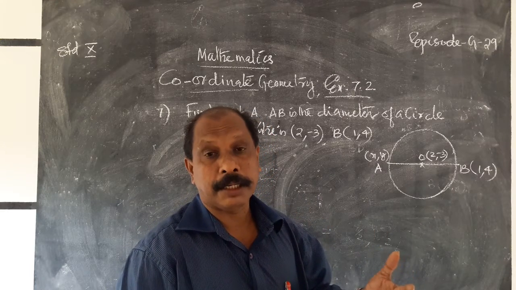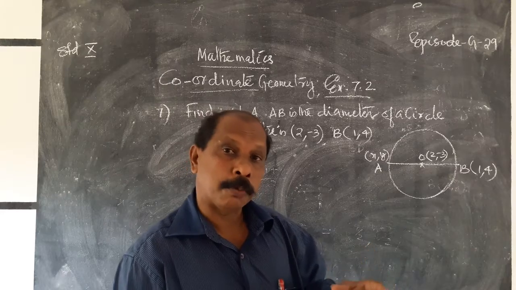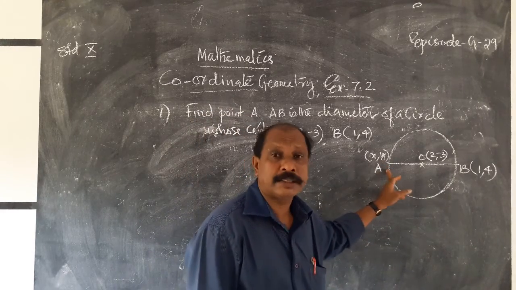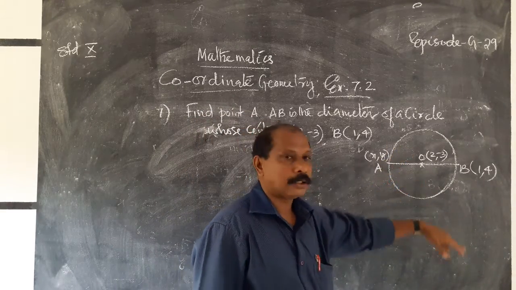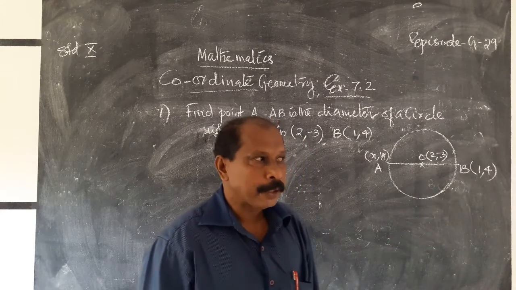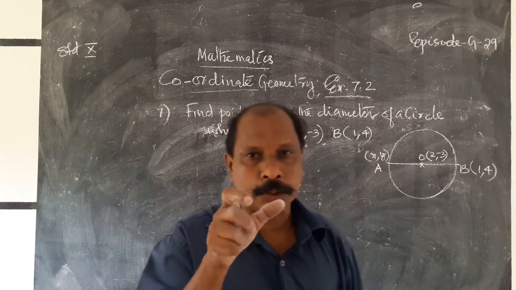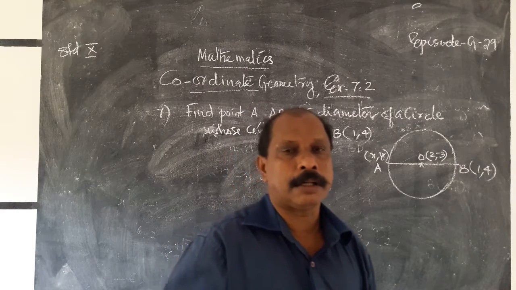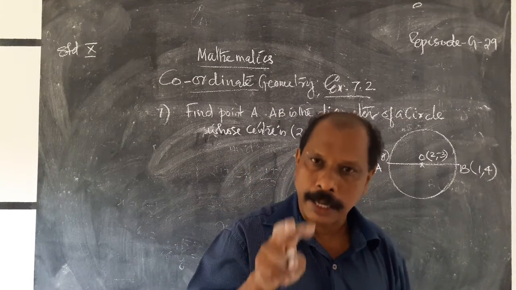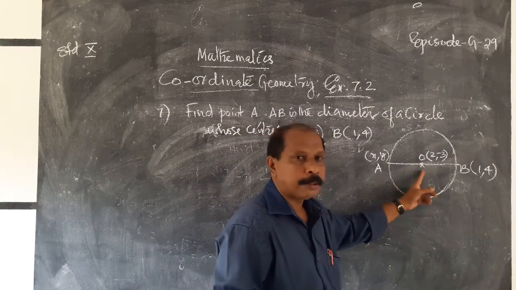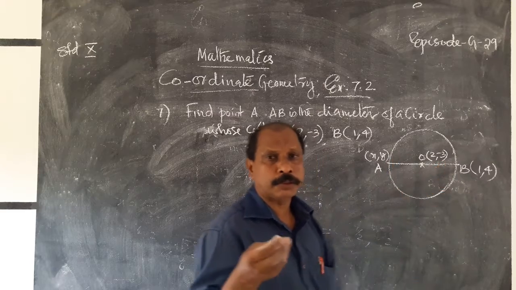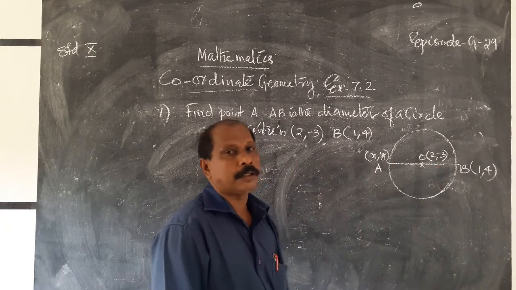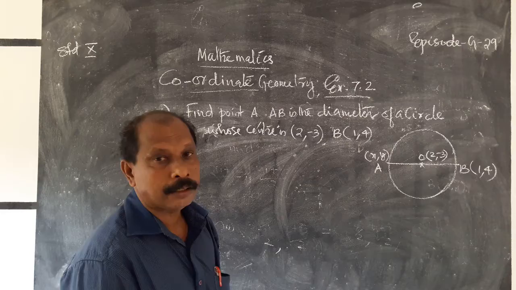We know that AB is a segment whose end points are known as the extremities of a circle. Therefore, that is a chord. The longest chord passes through the center of the circle. It is the diameter. Half of the diameter is the radius. That means O is the midpoint of AB. Therefore, using the midpoint theorem, we can find out the values of x and y.